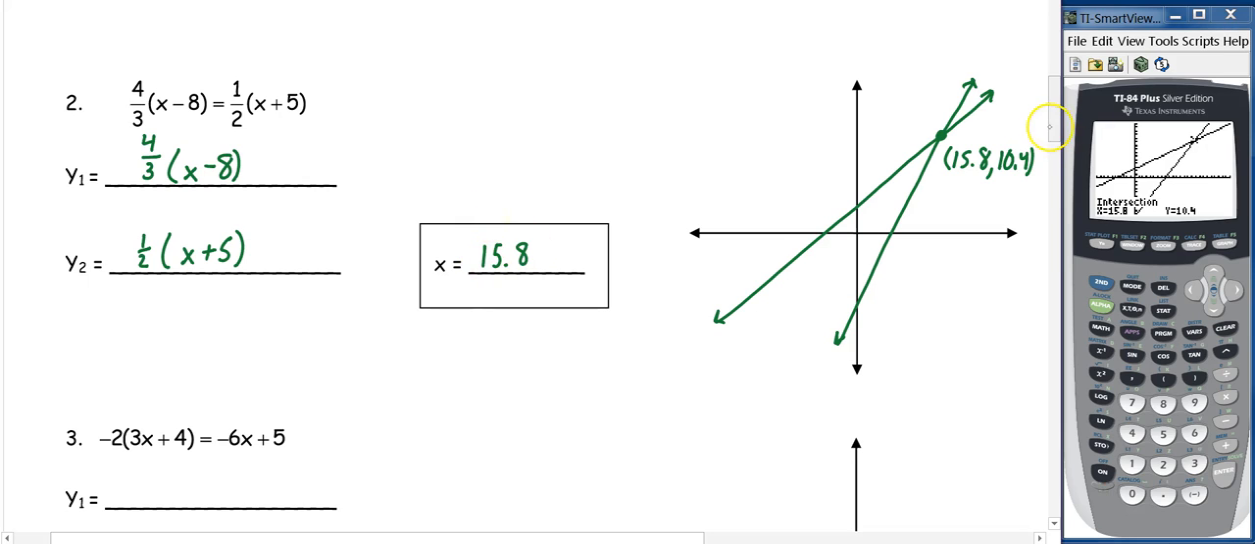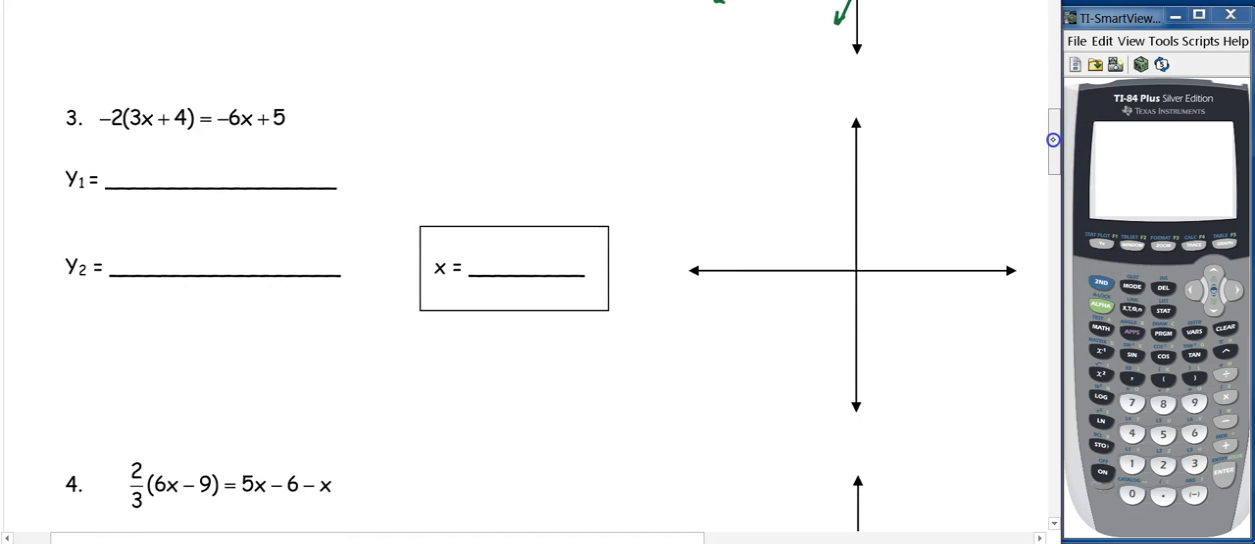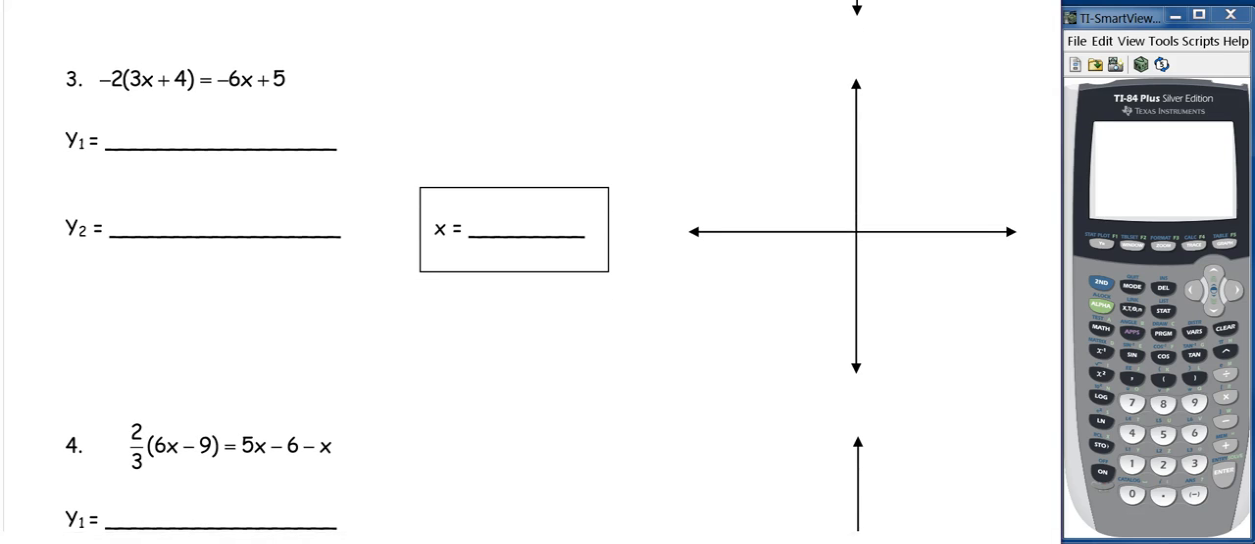Now let's look at what happens with our special case graphs. So we want to hit zoom 6 to reset our window since we changed it. And then we can exit out of it. And let's look at number 3. Number 3, we're going to split into two equations. My first equation is -2(3x + 4). And my y2 is -6x + 5.